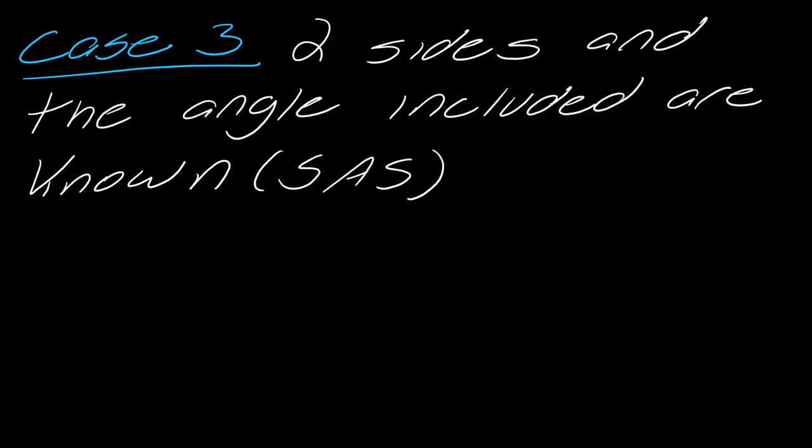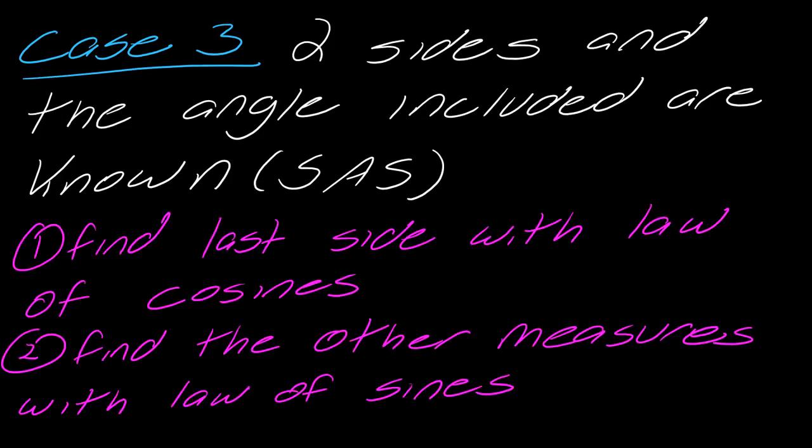And then we had case 3, and with case 3, that's what this video is about. This is where I have side, angle, side. I can find the last side with the law of cosines, and then I can find the other measures using the law of sines or taking 180 minus the other angle measures. So you kind of know where to go from there.